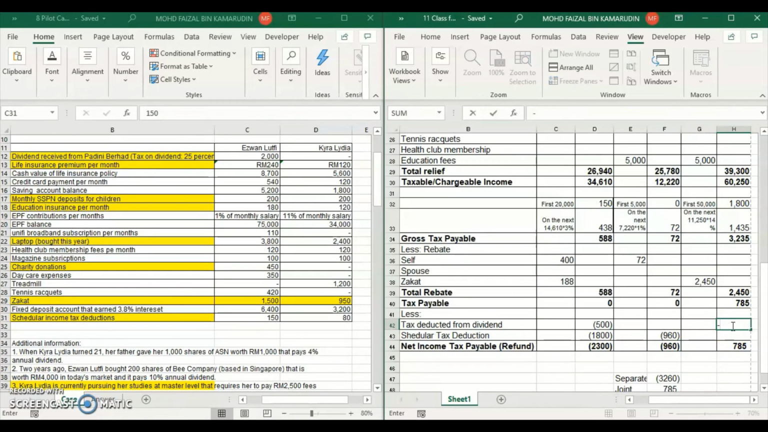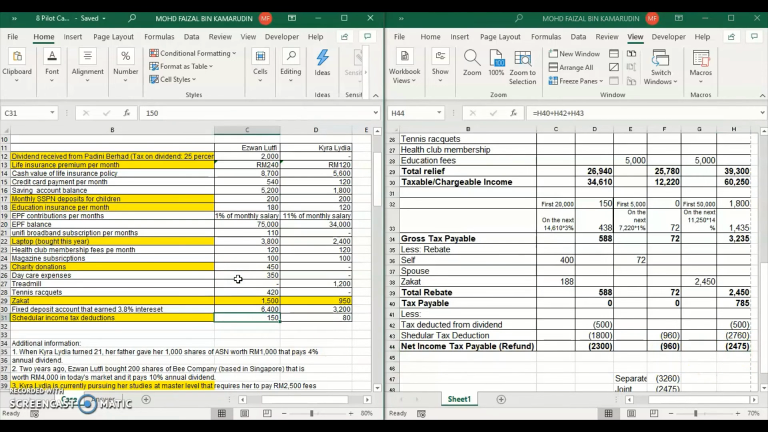Okay, so I just take the figure here, minus 500. Then we can add these two. Please bear with me on the Excel formula. You add these two figures, then you get 2760. And then we are getting 2475.